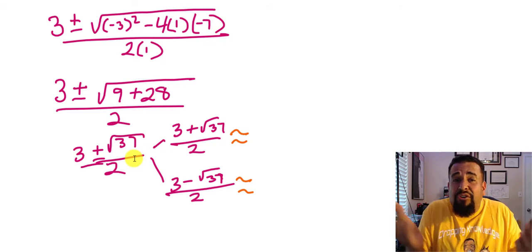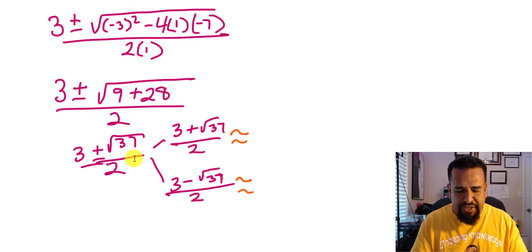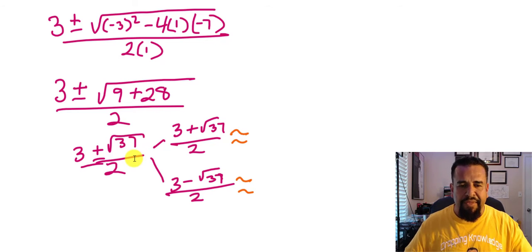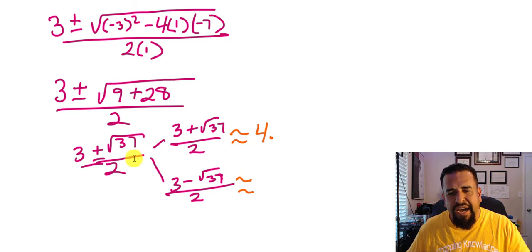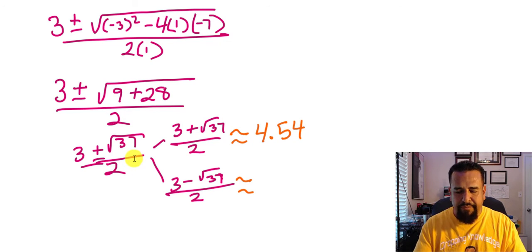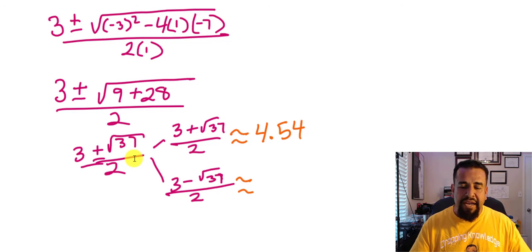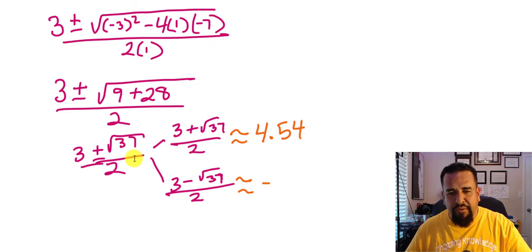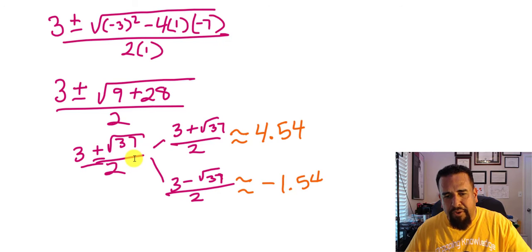So for this time, I don't know what the square root of 37 is, so I'm going to punch it in here. I'm going to do the first one, which is 3 plus the square root of 37 divided by 2. And I get approximately 4.54138, and so on. But we're approximating, so I'm going to round to the nearest hundredth. So that's 4.54. And let's do the other one. 3 minus the square root of 37 divided by 2. I'm going to get approximately negative 1.54, and so on. So we round at the hundredths place, and that's negative 1.54.